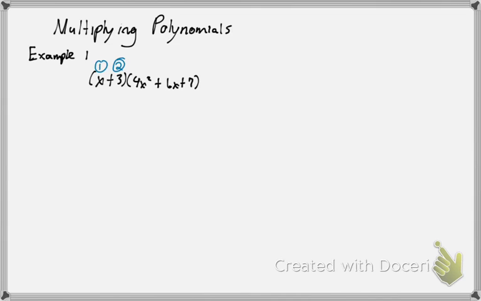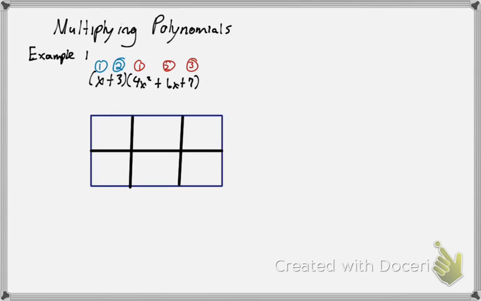So I can see that my first polynomial has 2 terms, x and 3. When I look at my second polynomial, I see 3 terms, 4x squared, 6x, and 7. So I'm going to set up a 2 by 3 Punnett square. On the left side, I'm going to use x and 3. Across the top, I'm going to use 4x squared, 6x, and 7.